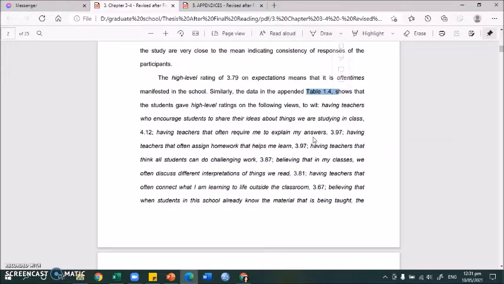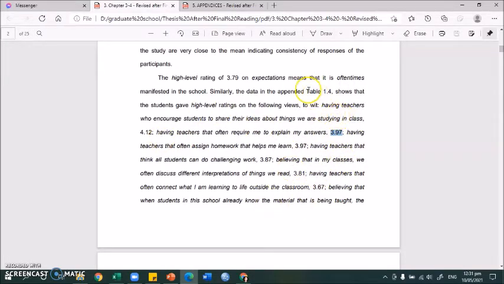So, isa-isahin, it shows that the students gave high-level ratings on the following views. To wit, ito yung specific verbatim na item doon sa questionnaire. Okay, so having teachers who encourage students to share their ideas about things we are studying in class. So, ang mean yan ay 4.12. Having teachers that often require me to explain my answers. Ang mean ay 3.97. And so on.